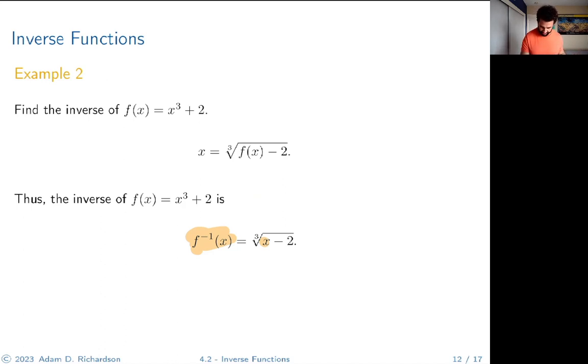Now, one thing I want to do real quick before we go to the next slide. Notice the order here, right? So look at what f does. What does f say to do to its input? It says cube the input, then add 2. What does f inverse say to do? F inverse says subtract 2 from the input, and then take the cube root. So it's quite literally reversed, right? It reverses everything. So that's what an inverse function does.